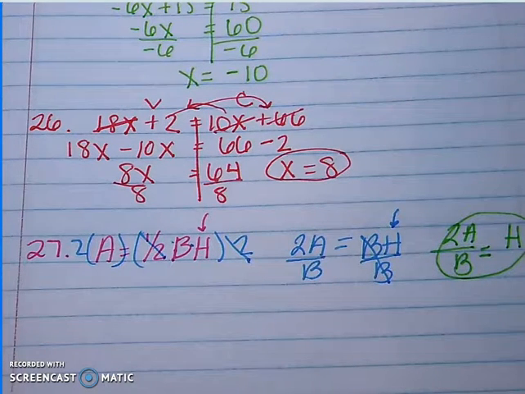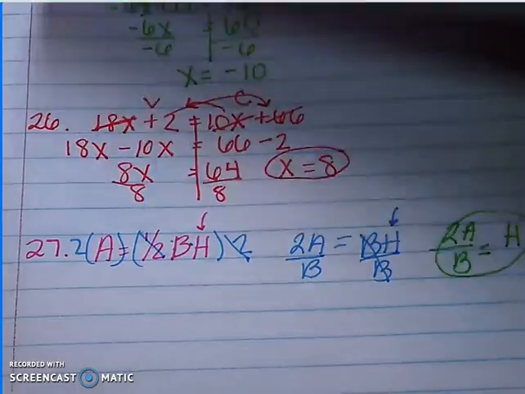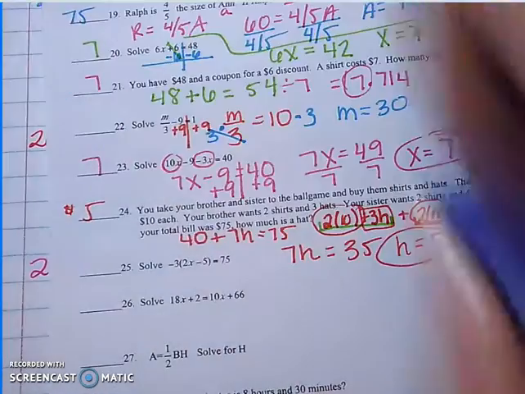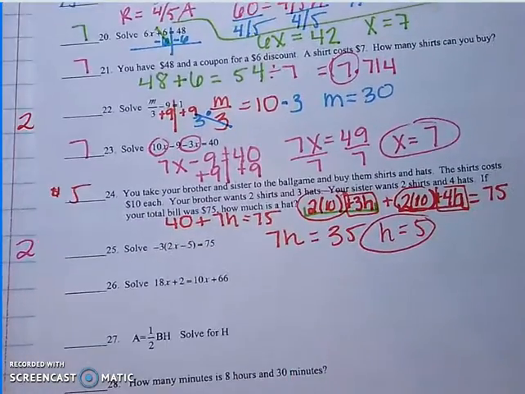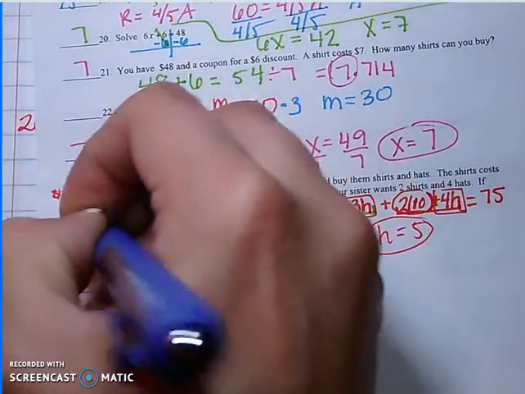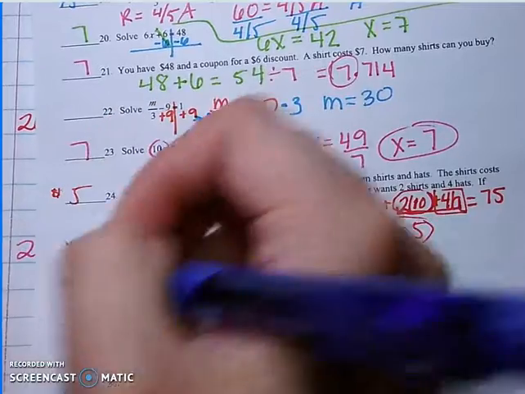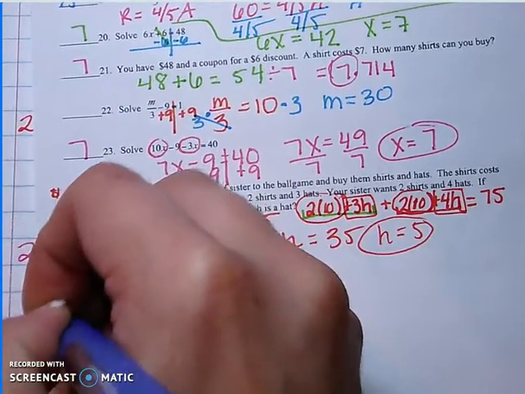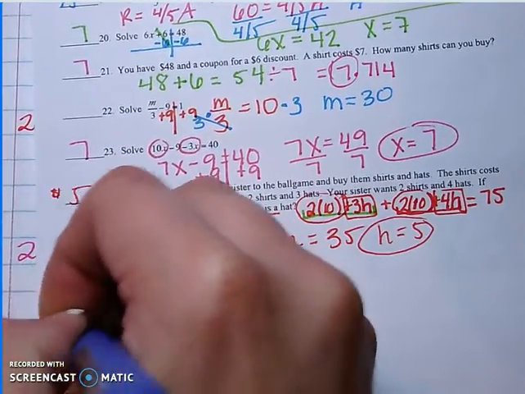We can probably do the rest on the front of this. 28, and you can transfer the answers here if you'd like. This was -10, x was 8, 2a over b.